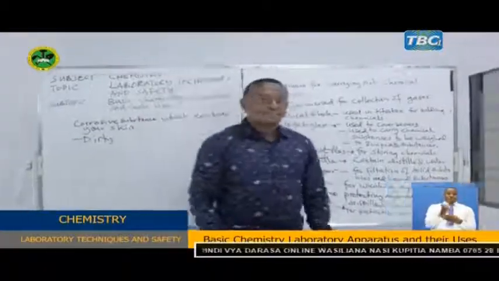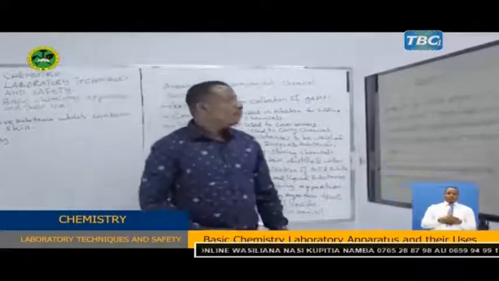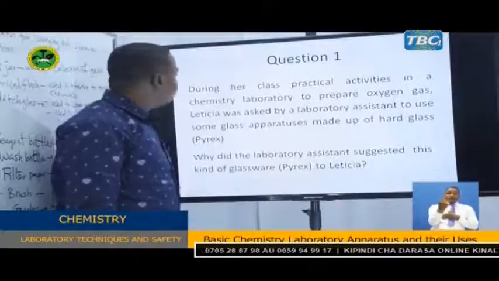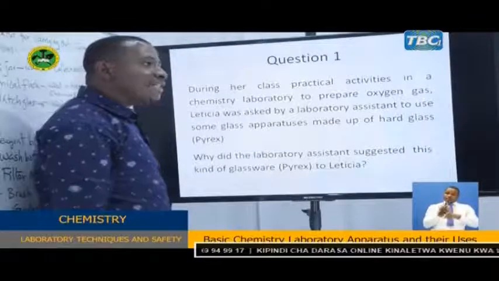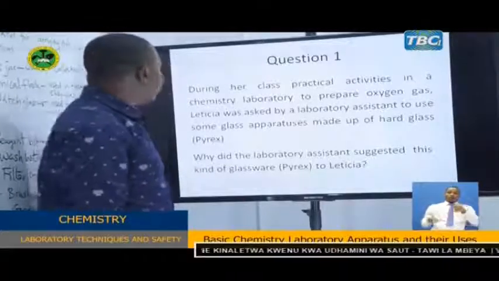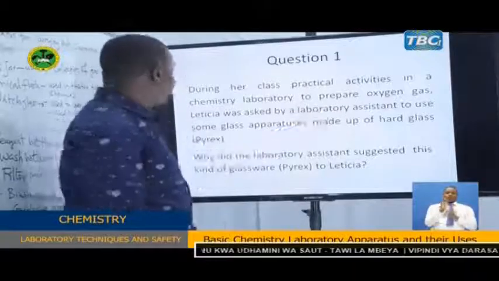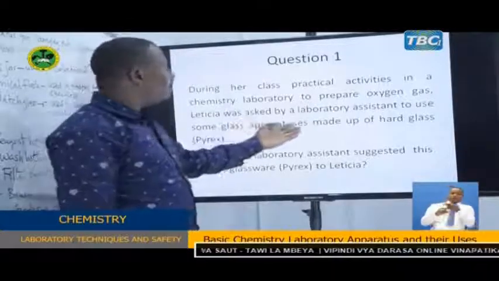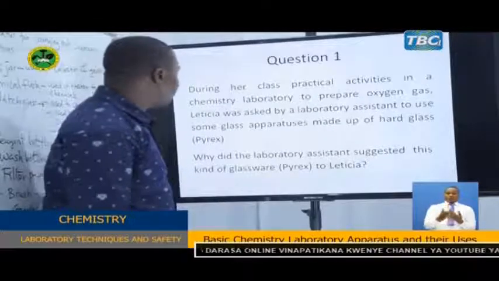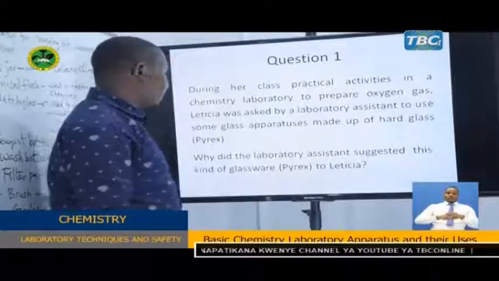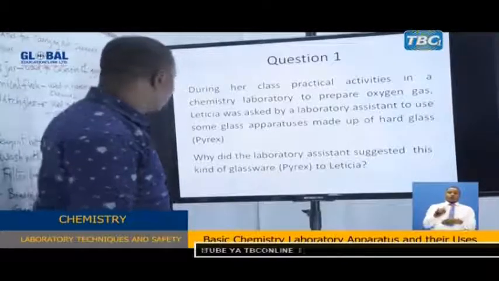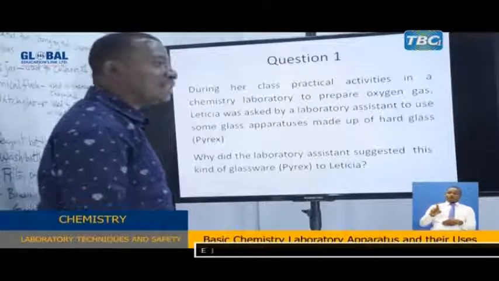Now let us see some questions that can be asked from this subtopic. We have question number 1. It states that during her class practical activities in a chemistry laboratory to prepare oxygen gas, Leticia was asked by a laboratory assistant to use some glass apparatuses made of hard glass known as Pyrex. Why did the laboratory assistant suggest this kind of glassware, Pyrex, to Leticia?